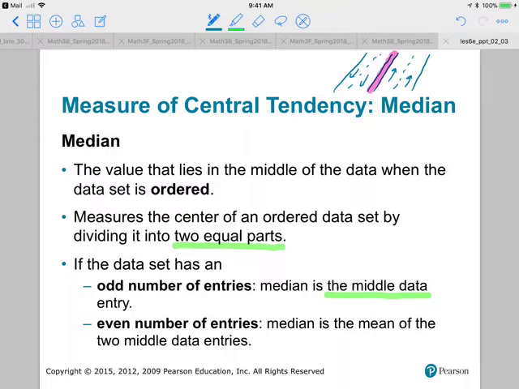There's no middle. So for instance, suppose you have a data set with 4 entries, right? And we put them in increasing order. How do you tell what the middle number is? There isn't a middle number. So what you do is you take your two middle numbers and you take the average of those two middle numbers, right? So if you have an even number of entries, the median is the mean of the two middle data entries.